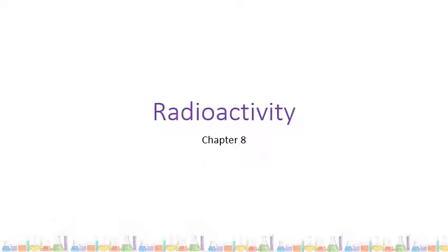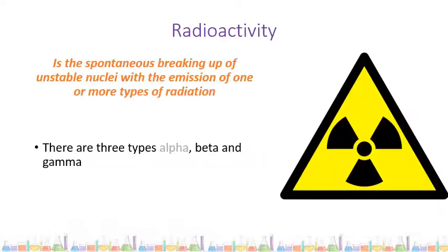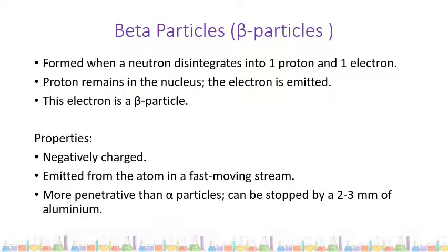In this video, we are going to continue our discussion of radioactivity from Chapter 8. Just to remind you, radioactivity is the spontaneous breaking up of unstable nuclei with the emission of one or more types of radiation. So we're focused on the nucleus here. There are three types of radiation: alpha, beta, and gamma. We have already discussed alpha, so now we will move on to beta.